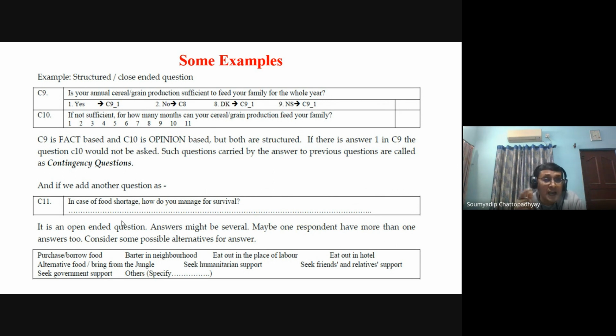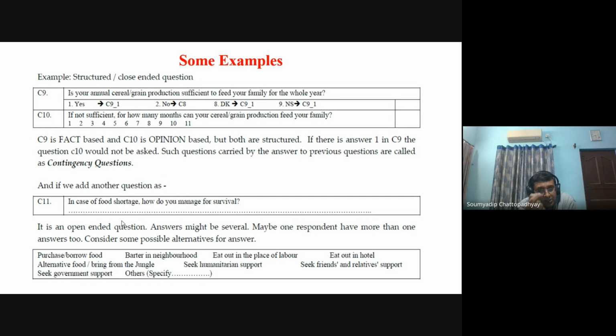Again, these are very much important for coding also, because here yes is coded as 1, no is coded as 2, the don't know response is coded as 8, and non-response is coded as 9. Okay, so definitely you have one question. Now from here, if we look at the structure of this particular question, which is numbered here as C9, it is a fact-based question.